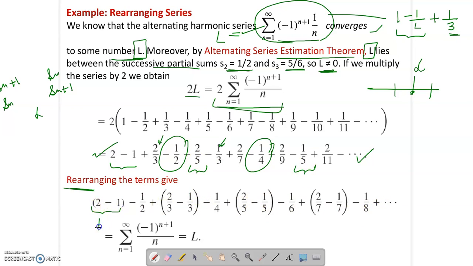So the first term is 1, then minus 1 by 2. Then this term will turn out to be 1 by 3, minus 1 by 4, plus 1 by 5, minus 1 by 6. So basically when we have rearranged this series, it has turned out to be this series only, minus 1 raised to the power n plus 1 into 1 by n, the alternating harmonic series. And we know that the sum of this series is L, right? So we started with 2L, and after a rearrangement we have reached L.